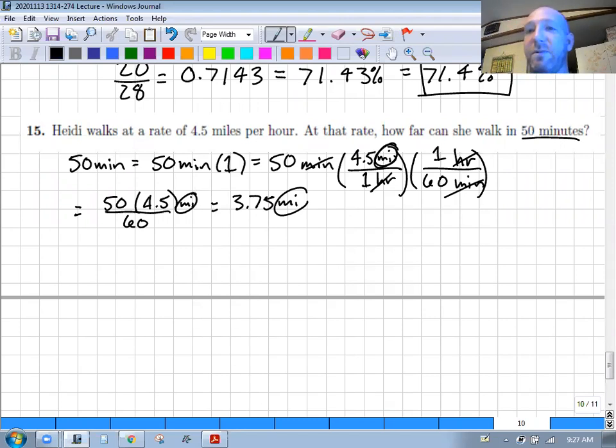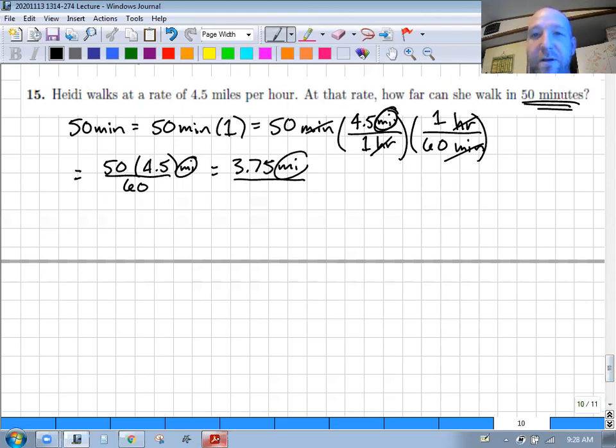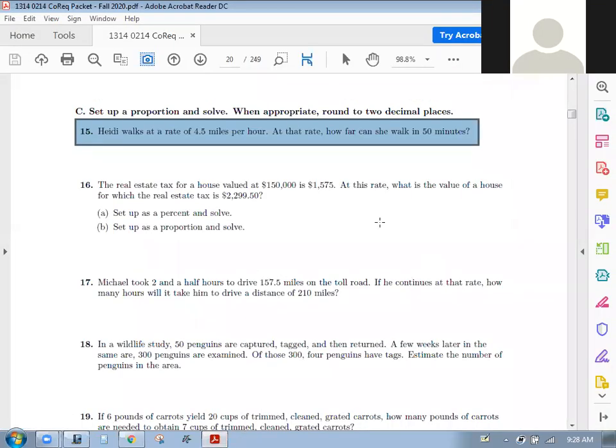Does this sound reasonable? 4.5 miles an hour. So if she walked for an hour, it'd be 4.5 miles, right? 50 minutes is just short of an hour. So it should be short of 4.5 miles, 3.75. That sounds reasonable. Any questions? No, sir. All right.